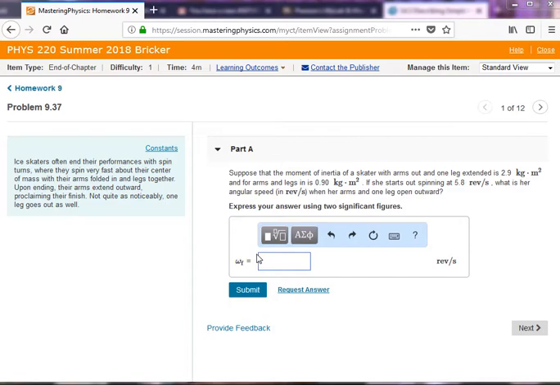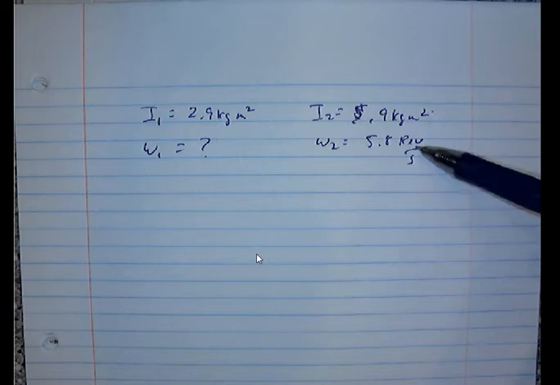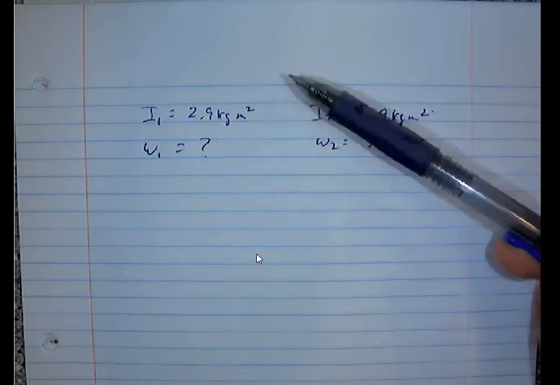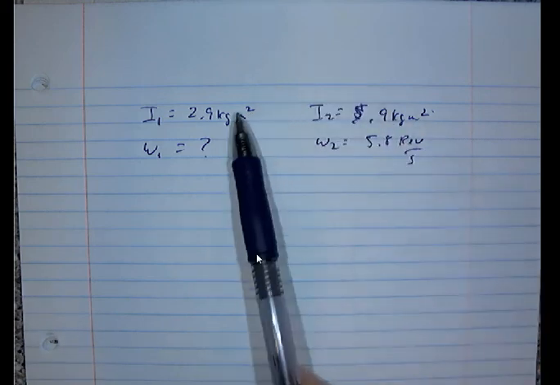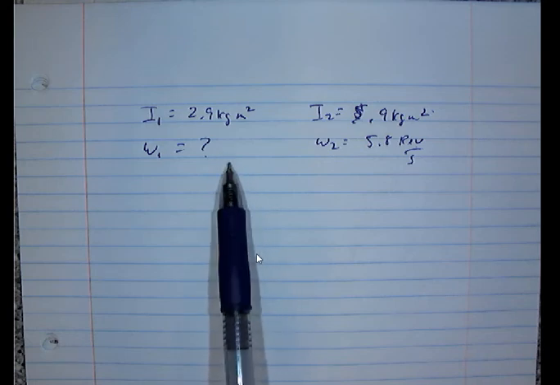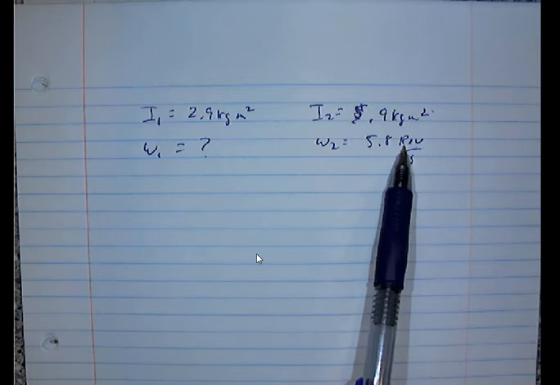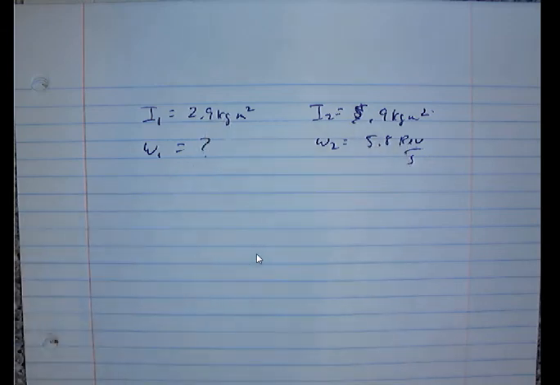Okay, let's take a look at this. We have a moment of inertia of 0.9. This is with arms in, spinning at 5.8. We want to know when the arms and one leg go out, making the rotational inertia greater, what is the angular velocity then? So this is the case where you're spinning fast, and now you're going to spin slower because the moment of inertia has gotten greater.